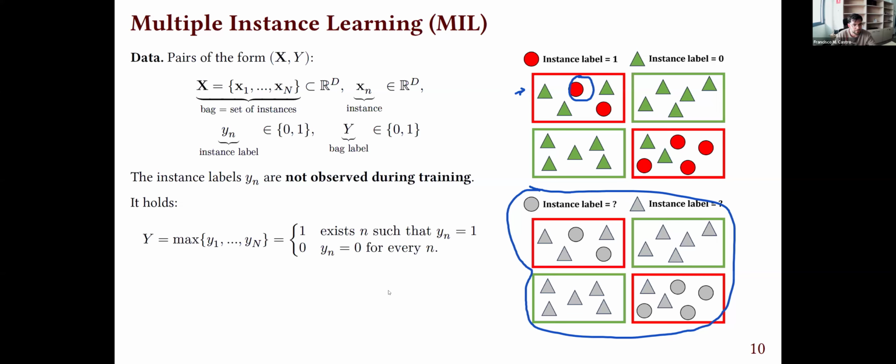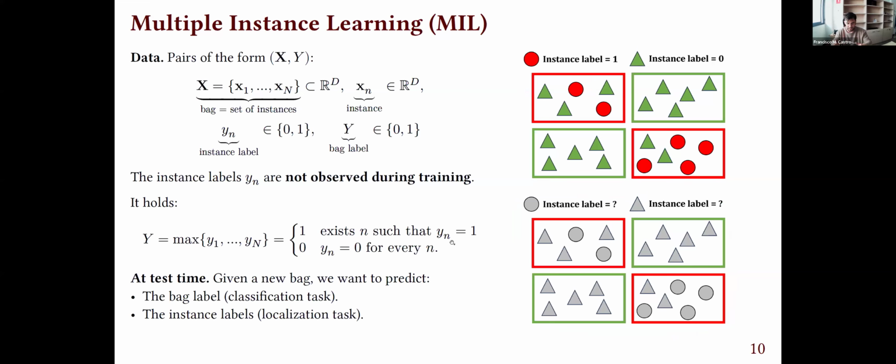Okay, so as I said before, at test time, what we want is a model that allows us to predict the bag label, which is the color of the square, and the instance labels, which are the colors of the little pieces inside these images. These tasks are called classification and localization tasks, but the name is not very important.